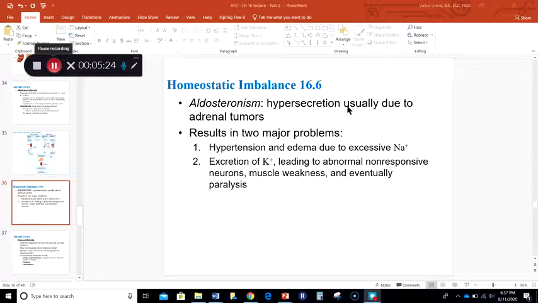Aldosteronism is hypersecretion of aldosterone. And if we know what aldosterone does, you can predict what will happen if there's too much of it. Hypertension, because of excessive sodium in the blood, would be a major problem. And then too much excretion of potassium ions, which is important for your nervous system and muscular system, which will result in these symptoms here.